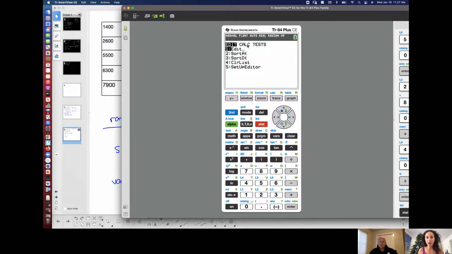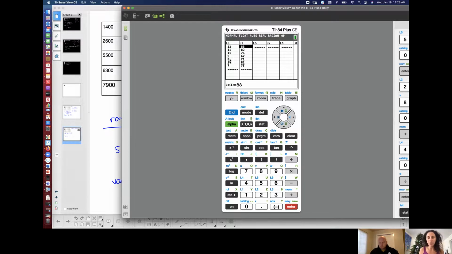Now, I'm gonna actually do all this stuff by the end of the semester. You're gonna see calc, you're gonna see tests, but right now, we just wanna input these values into a list so that we can use that list to calculate stuff. So the first thing is edit. This is where I'm gonna put my list. So enter, or you could press 1, and you have all your lists come up.